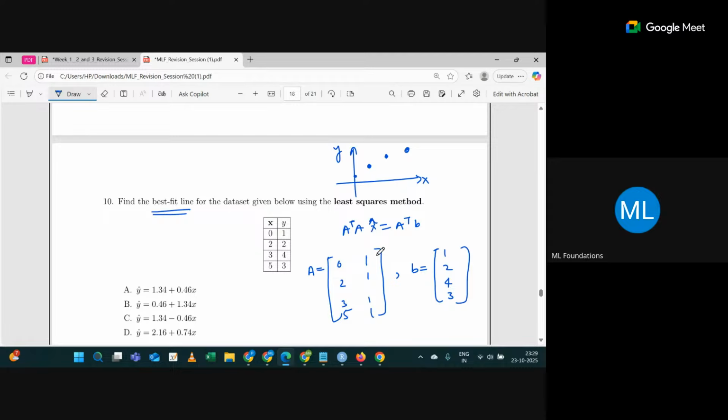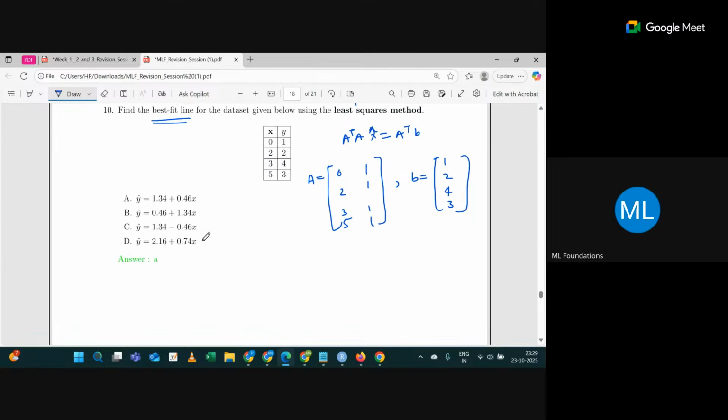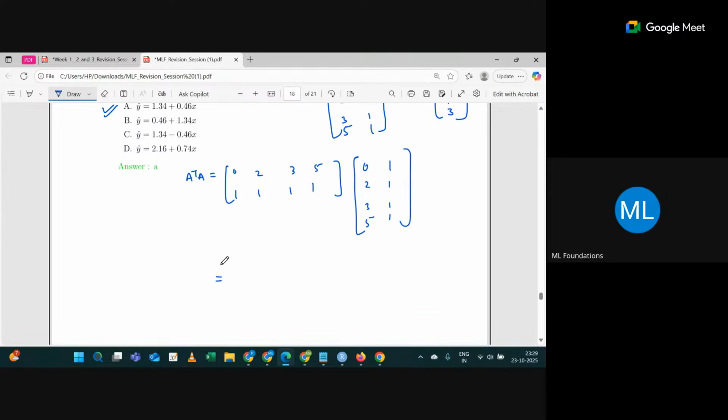Now, can you calculate this A transpose A? Or let me solve it right now. Okay, basically it will save our time. Anyway, option A is correct. So what is A transpose A? Basically it will be 0 2 3 5 and 1 1 1 1, multiplied by 0 2 3 5 and 1 1 1 1. What will be the answer?